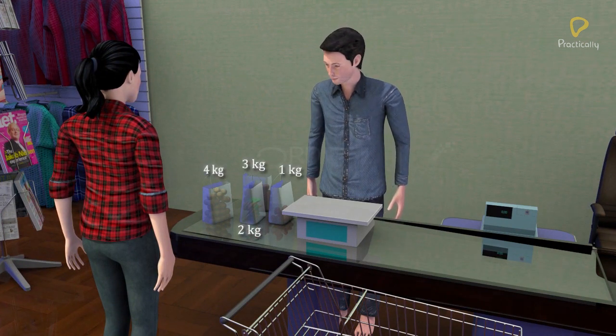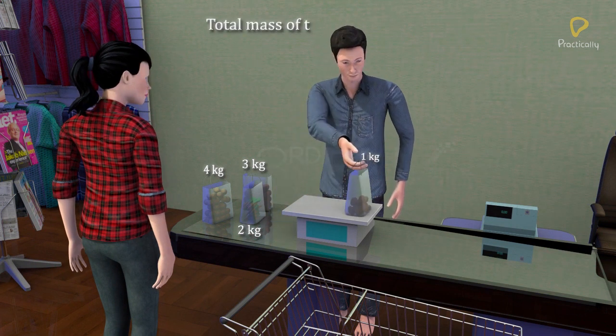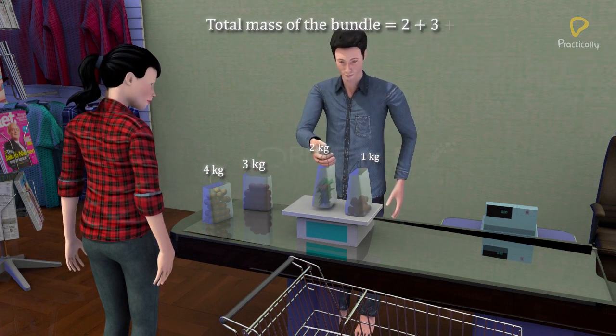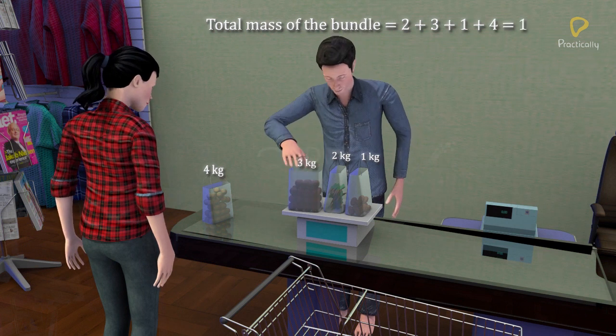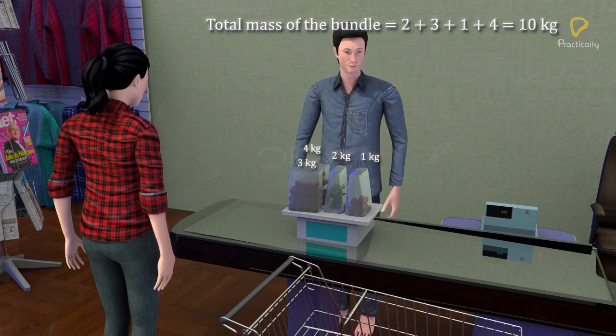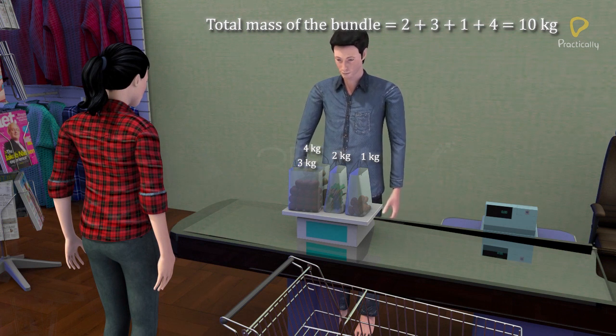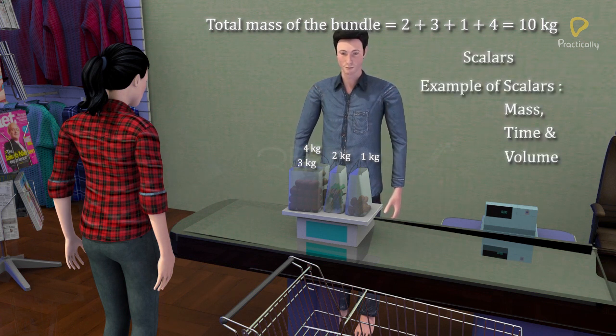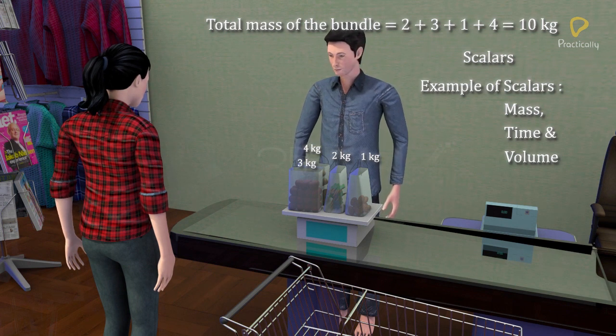Consider a bundle of few objects. Total mass of the bundle is simply the algebraic sum of the masses of individual objects. In physics, such quantities that can be described by a numerical value alone and follow the simple law of numerical addition are called scalars. Mass, time, and volume are some examples of scalars.